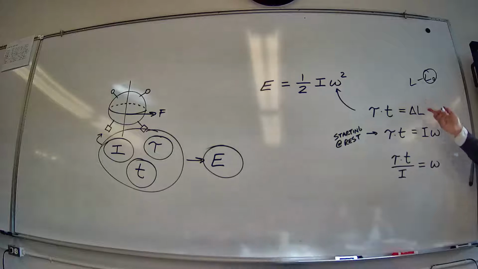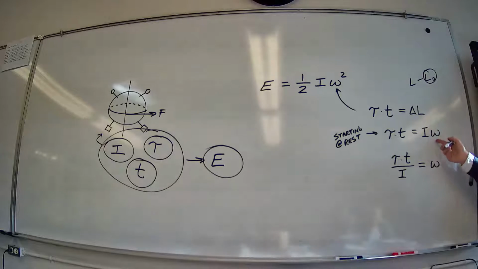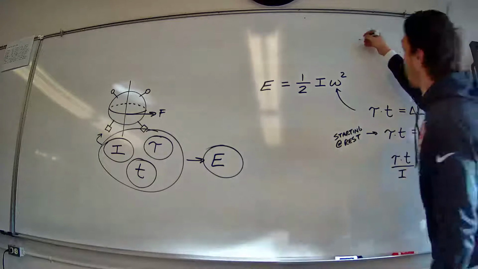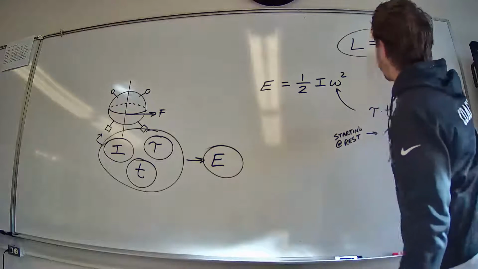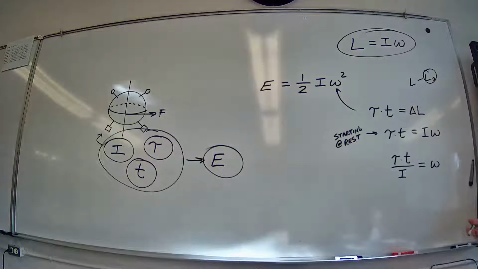And then I say, well, I know that L is equal to I omega. That's the definition. This is a really big one. You really want to make sure you understand this for the quiz, right? That's basically the definition of angular momentum. Are you guys still with me? Does this make sense?